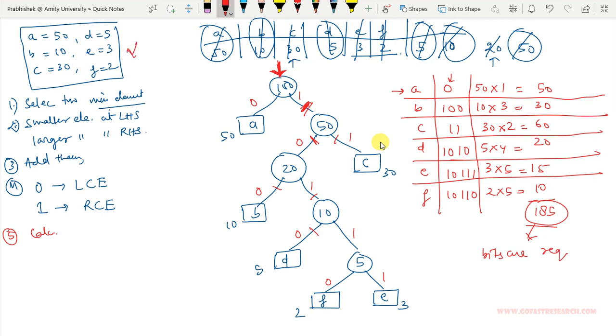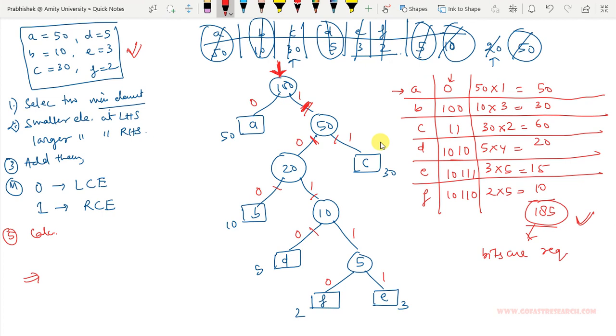Which message? This message. Okay, so we can see this is the best method in comparison to the previous two methods, because in the first method of ASCII 700 bits were required, in the second method 300 bits were required, but in this method only 185 bits are required. So by this way you can easily solve all these questions. This is one question that can be asked in this examination about Huffman encoding.